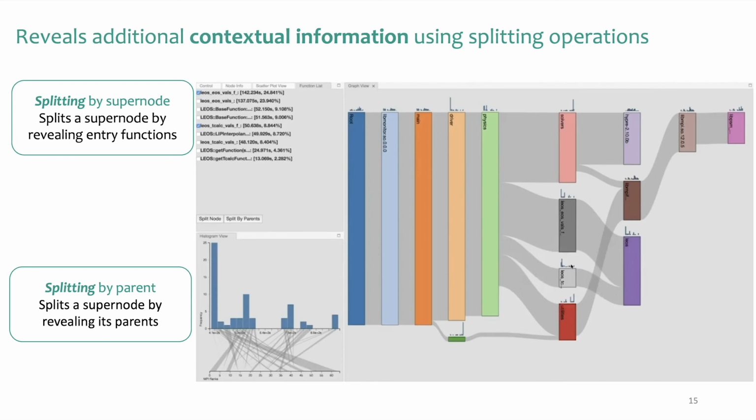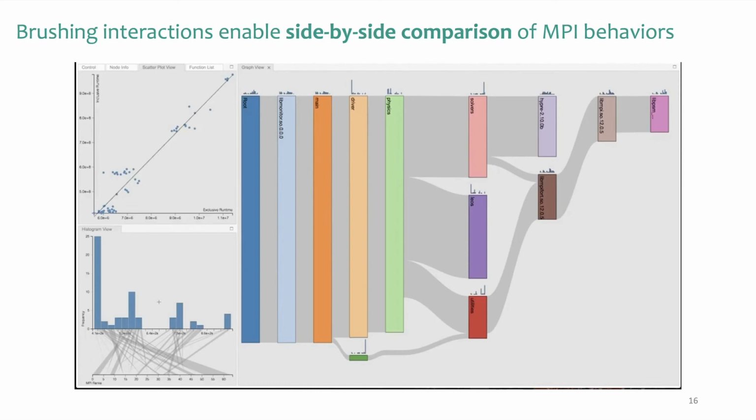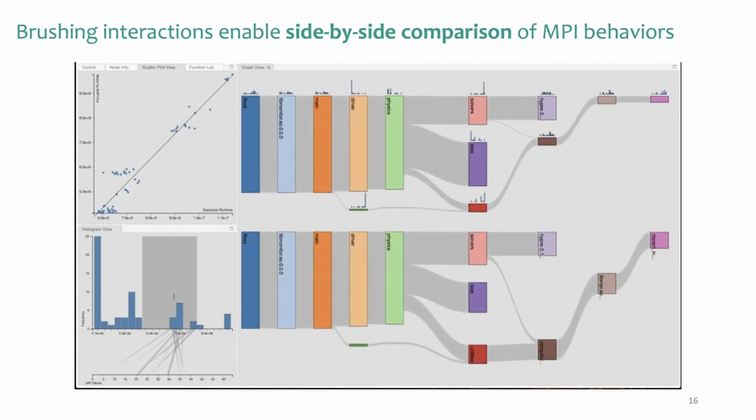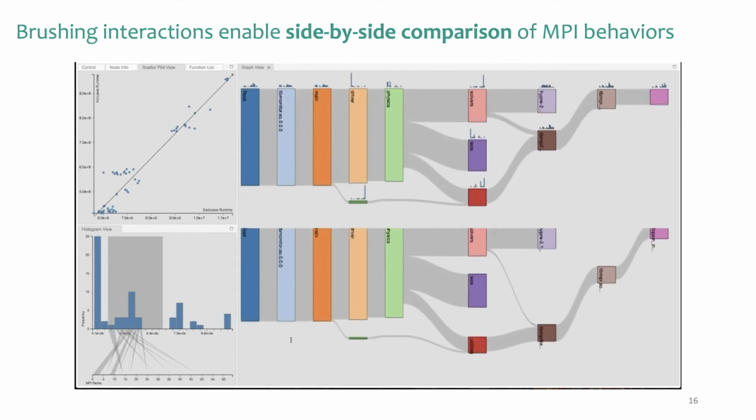Splitting by parent, on the other hand, reveals the caller's call sites of a selected node from the hierarchy. In this example, we show the two entry functions of the Lulesh module and also reveal its parent functions. The histogram can further be used to enable side-by-side comparative analysis to compare the runtime among processes by allowing the users to click and drag on the histogram using a brush. This splits the graph view into two halves, revealing two supergraphs for the selected and non-selected bins respectively.